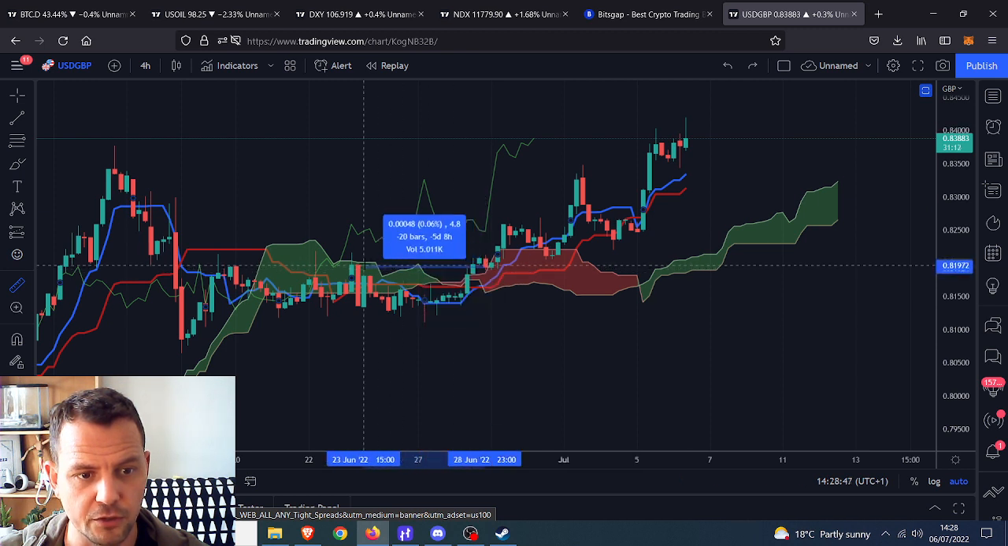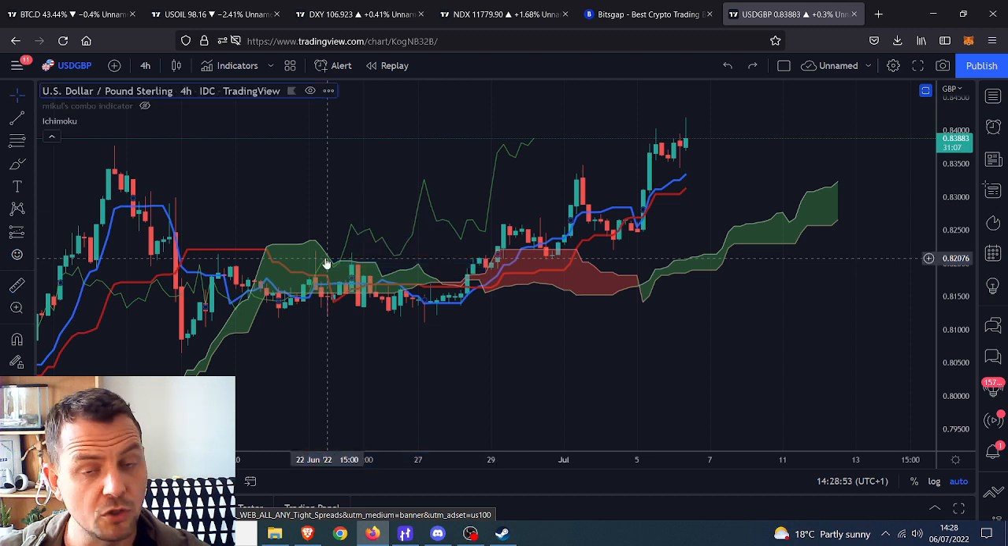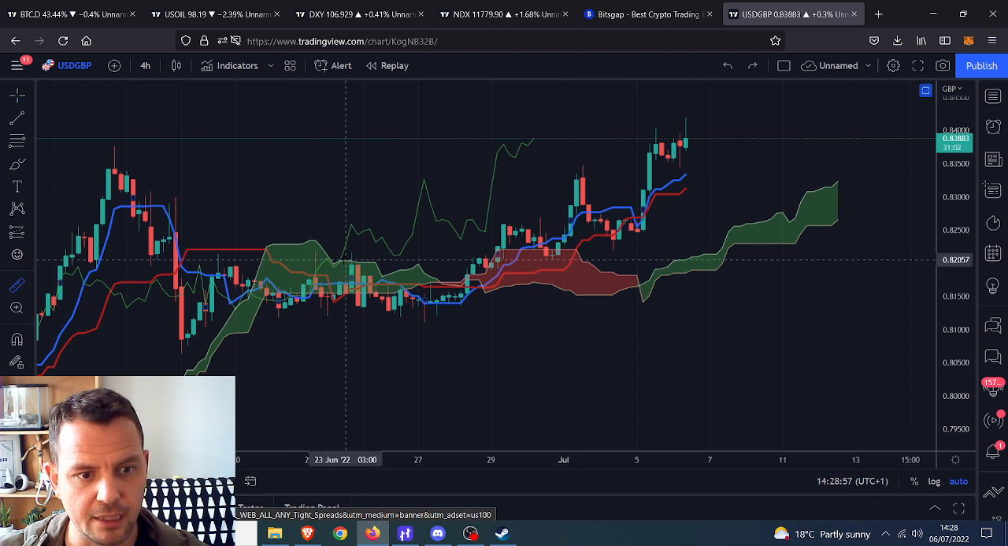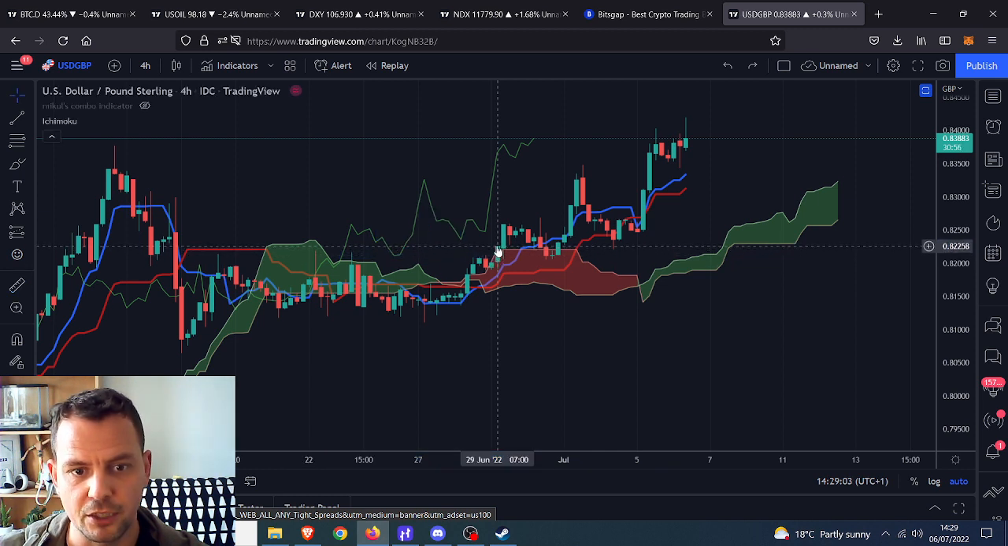So where was the Chiku span at the time of that cross? Okay, so it would have been here. So this wasn't above the cloud. It got above the cloud here. So in this case, let's just measure this 26 periods in front. So 26 periods in front would have been here, where we managed to cross above the cloud.